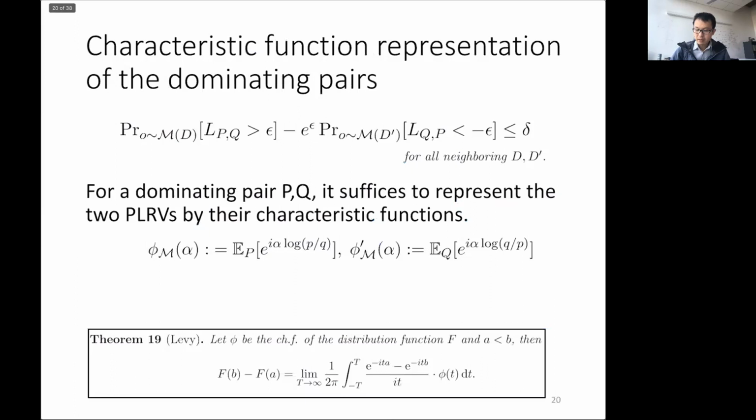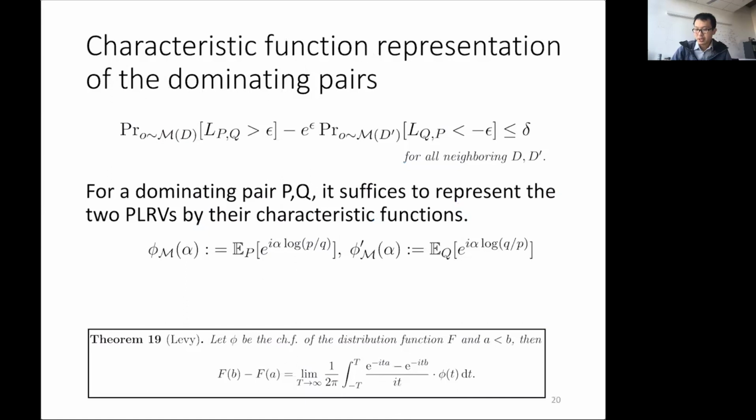Next, I'd like to introduce the characteristic function representation of a particular dominating pair. This is an alternative representation to the FFT representation that is in some sense more analytical and more precise. The motivation is the following. Recall that for every mechanism, this inequality that holds for all neighboring datasets D and D prime is a characterization of the epsilon-delta DP.